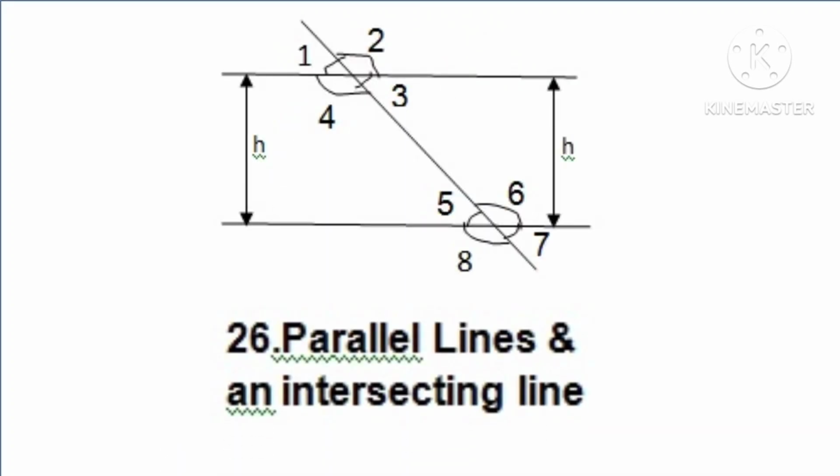26. Parallel lines and an intersecting line. When two or more parallel lines are cut by an intersecting line, various angles are formed. These angles have definite relations with each other. It is necessary to remember their names and their relations, which you will need to quote while using these properties while solving problems.